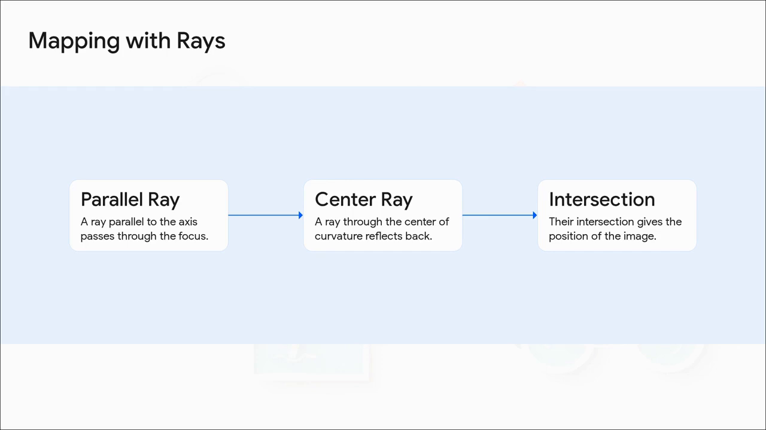First, any ray coming in parallel to the main axis is always going to reflect straight through the focus. Always. Second, any ray traveling through the center of curvature hits the mirror dead on and bounces right back along that exact same path.